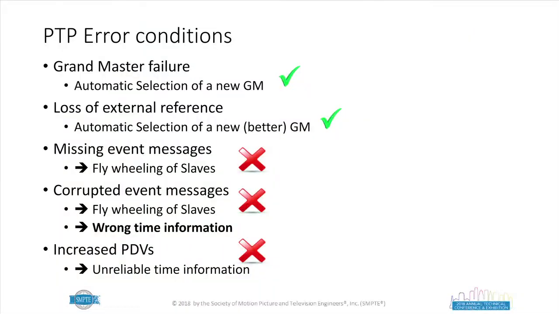Same thing. How do we, as a slave, support this? Is the message complete? Is the message incomplete? What's happening here? I have incorrect timing information. All these need to be taken into account. Back to the packet delay variation. I have unreliable timing information.